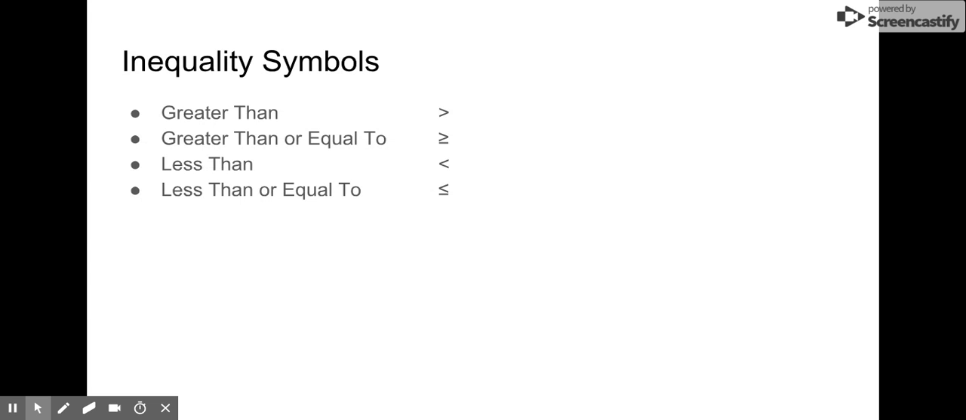So before we get started, we just got to make sure we know our inequality symbols. We have the greater than symbol, greater than or equal to, less than, and finally less than or equal to. So make sure you know what the symbols are, what they look like, and what they mean.